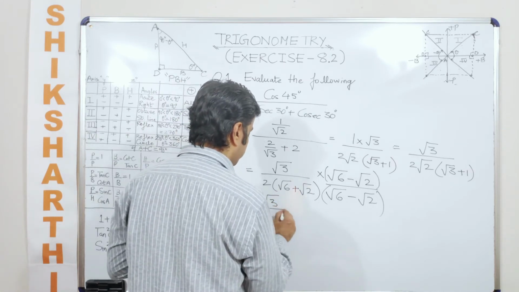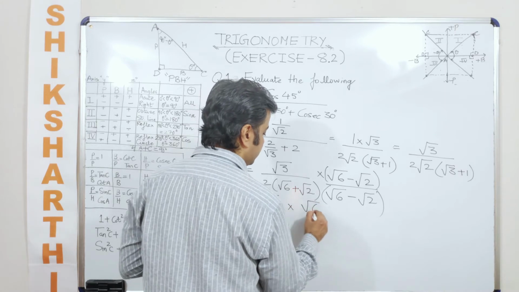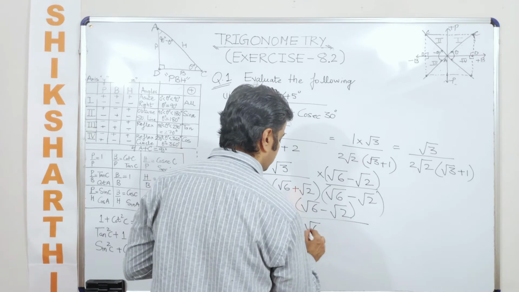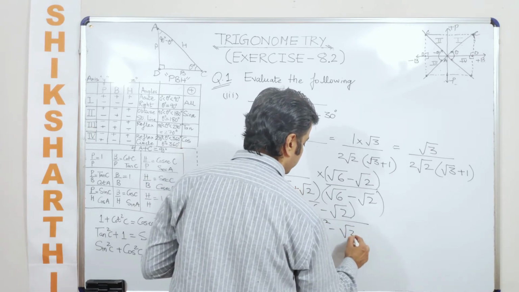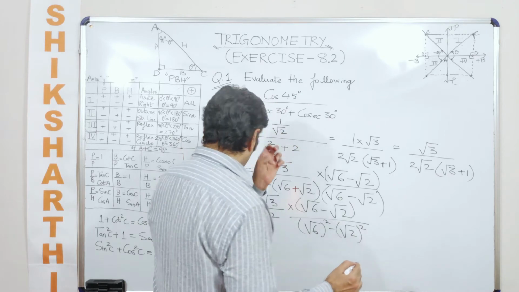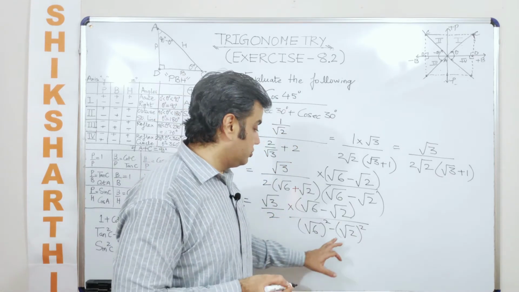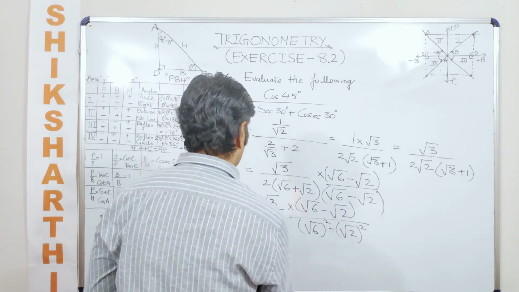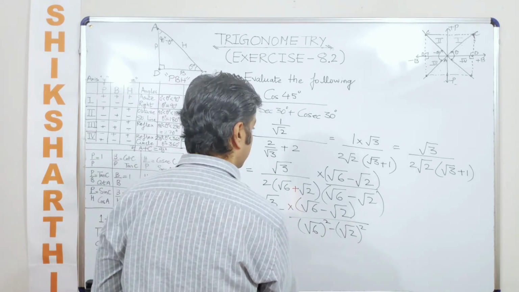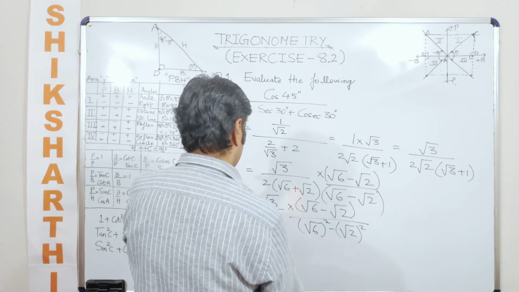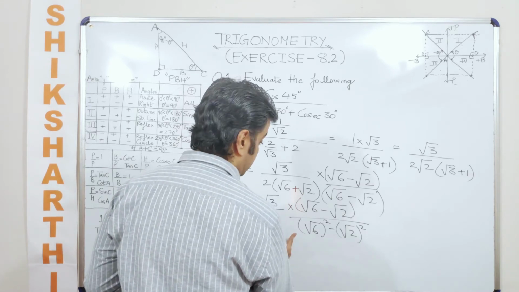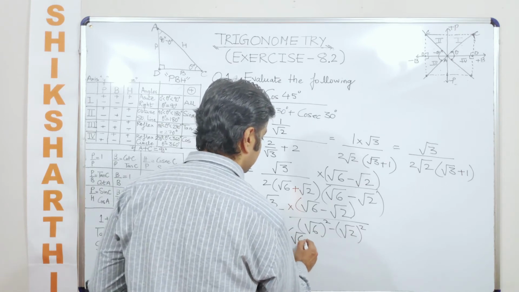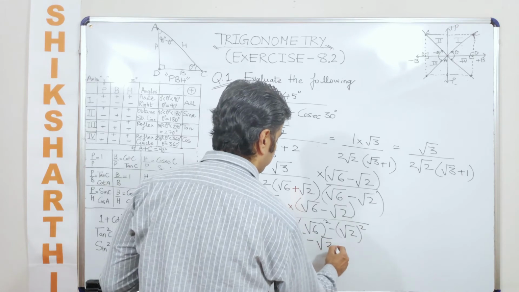Now when you multiply it by its conjugate, can I say this is finally, this can be written as root 3 by 2 into root 6 minus root 2, divided by root 6 whole square minus root 2 whole square. How much is root 6 whole square? 6. How much is root 2 whole square? 2. How much is 6 minus 2? 4. So can I further write it like this is root 3 divided by 8 times of root 6 minus root 2.